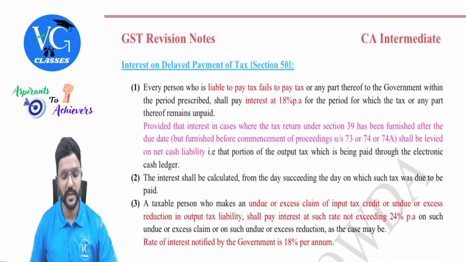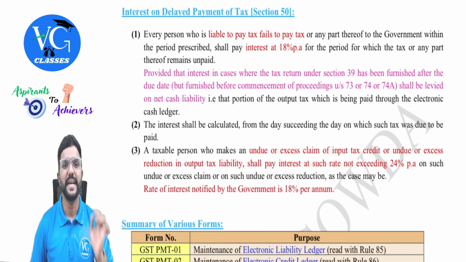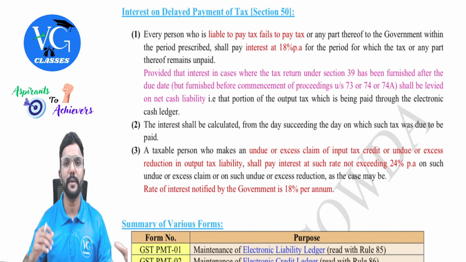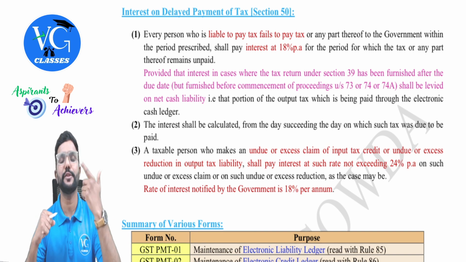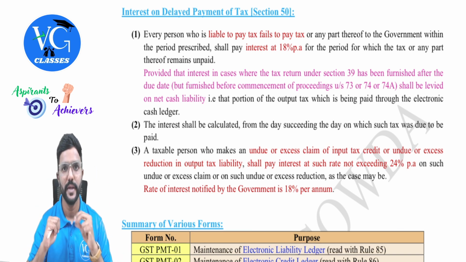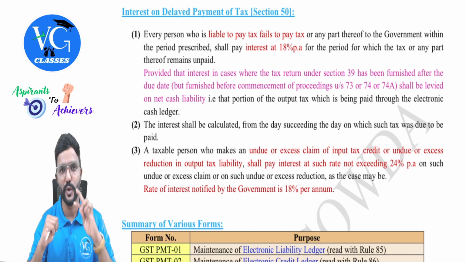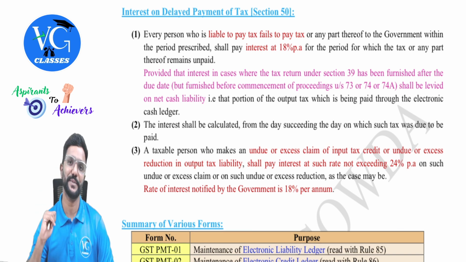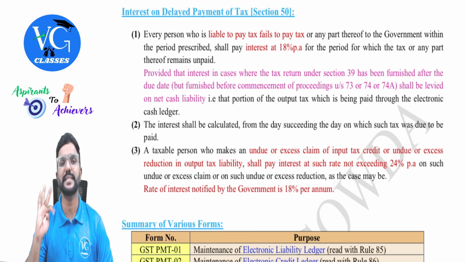So we are done with all this. Next, section 50, which talks about interest on delayed payment of GST. Guys, normally the due date to pay GST is 20th of next month for a registered person under section 9. Yes, sir. If he doesn't pay it, then from 21st, interest will start. You have to pay it, but along with interest. At what rate, sir? 18% per annum.